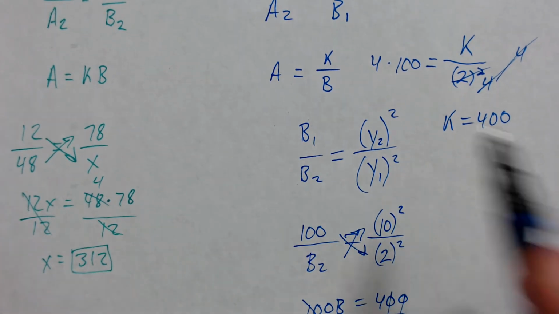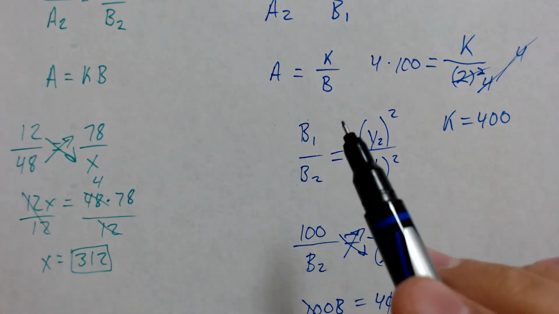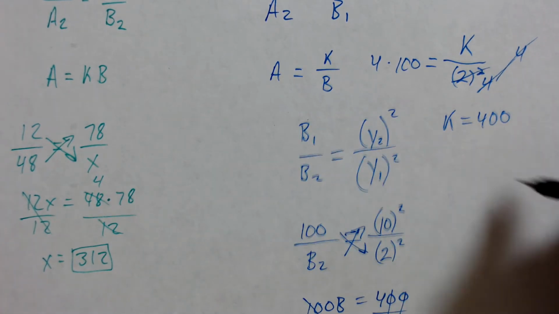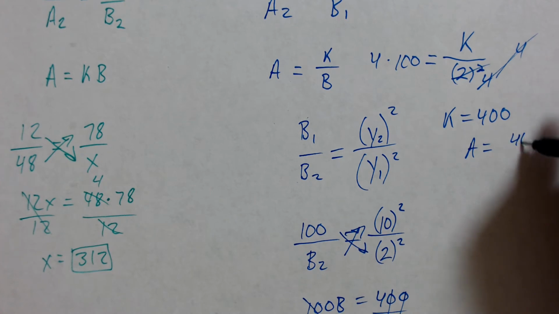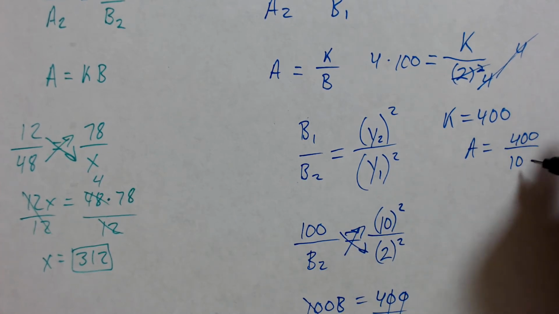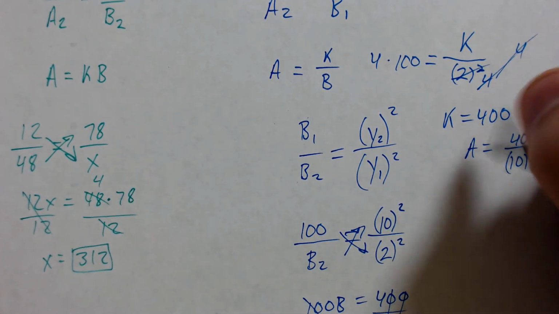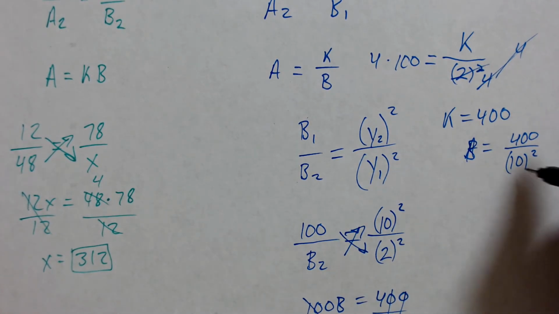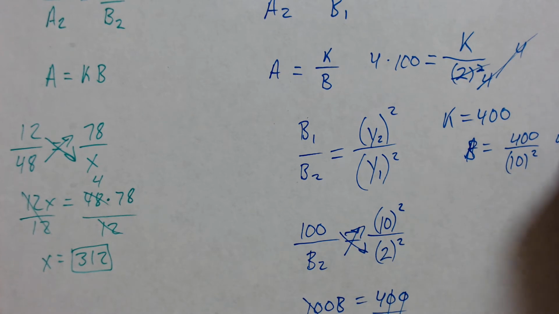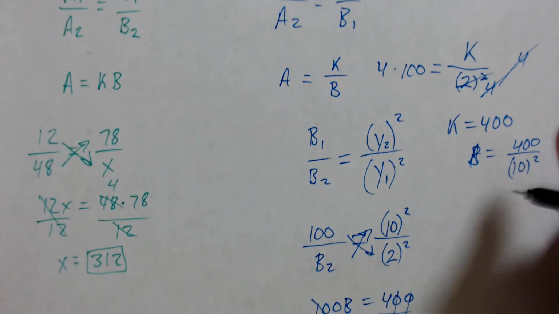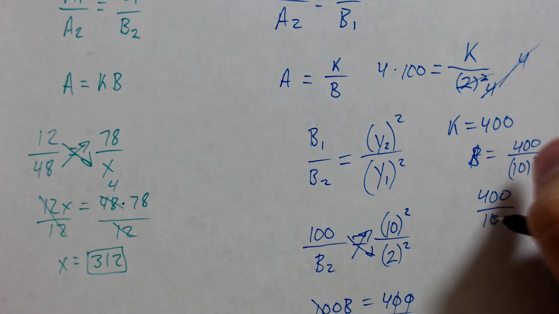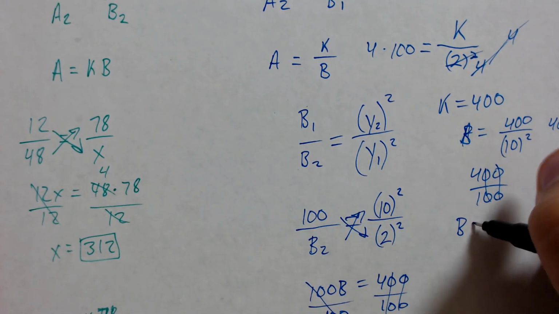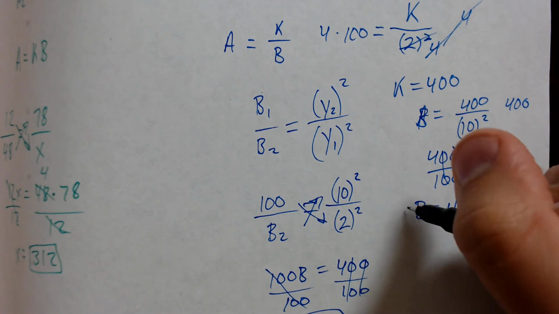So that's my constant. Now I'm going to fill the equation in again, but this time I'm going to know what the yellows are. So A is going to equal 400 over 10 squared, or sorry, blues. The number of blues is going to equal 400 over the 10 yellows squared. 10 squared again is 100, so we get 400 over 100. The zeros cancel. And then I get that blue is equal to 4.